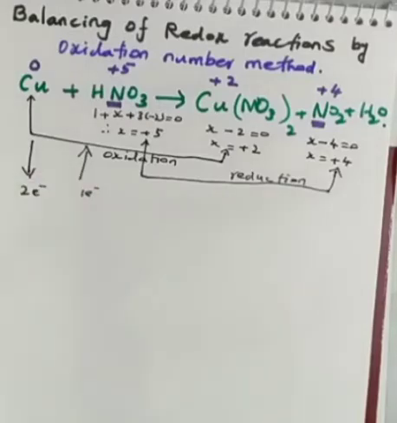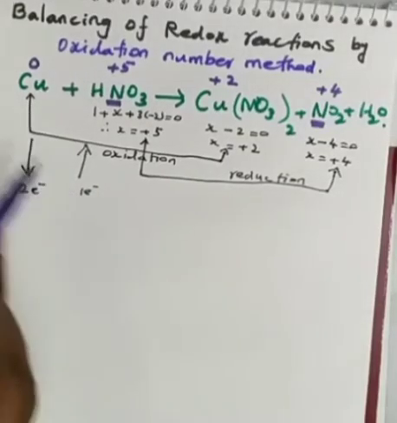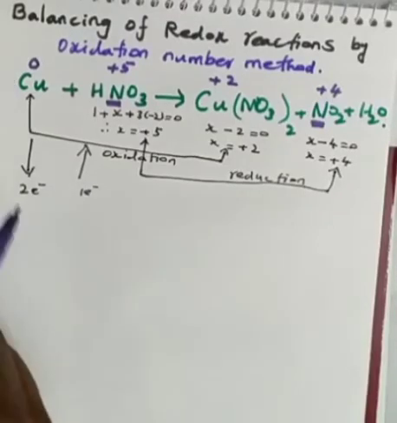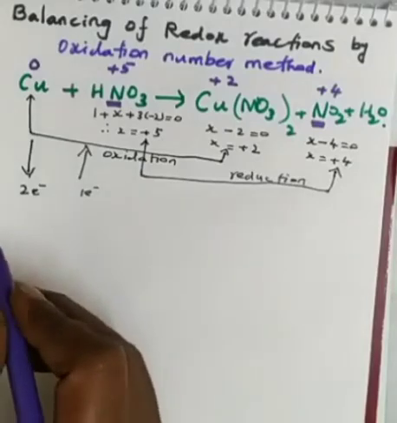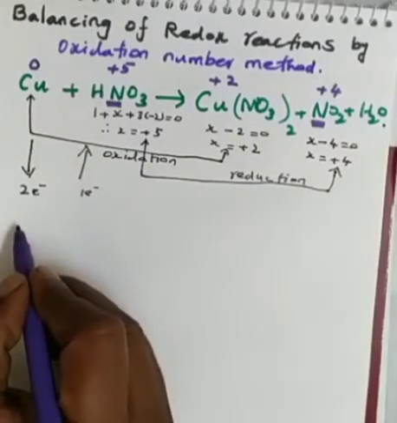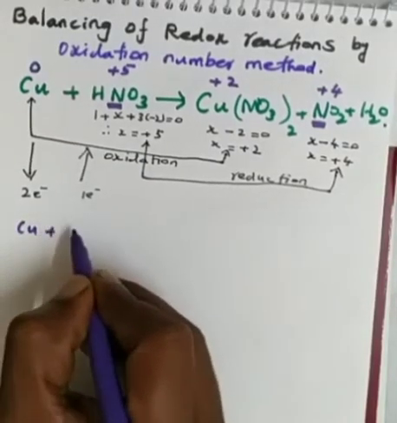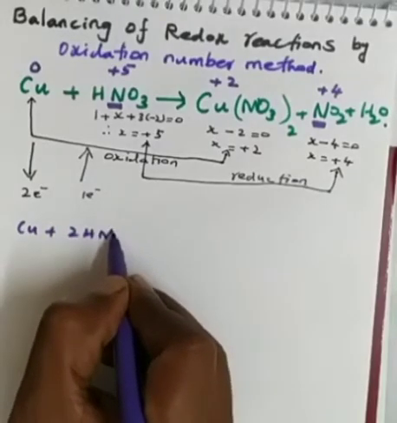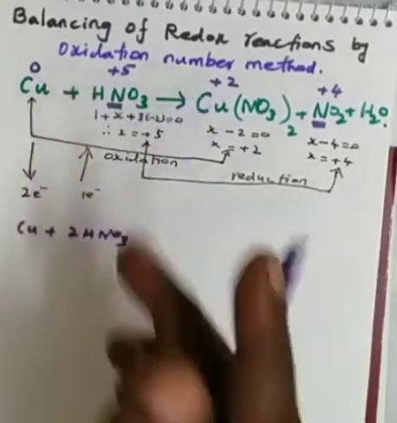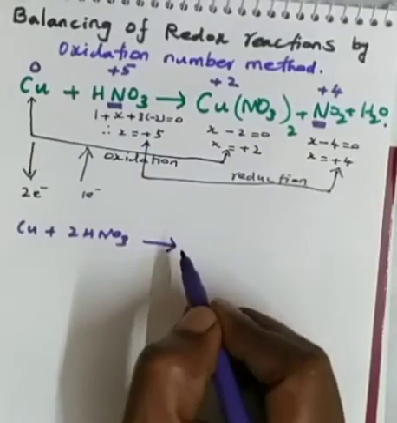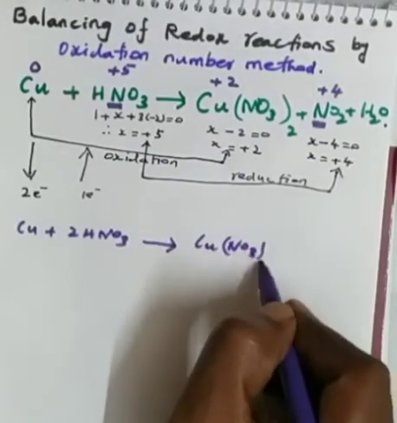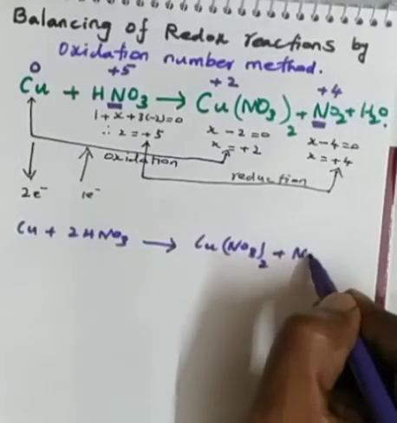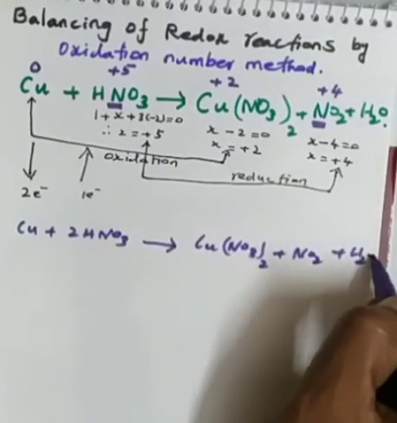Now we have to cross multiply this. When you cross multiply, this 1 electron is multiplied with copper and 2 electrons are multiplied with nitric acid. So when I do this, I will get Cu plus 2 HNO3. Then the right hand side you can write as it is, Cu(NO3)2 plus NO2 plus H2O.